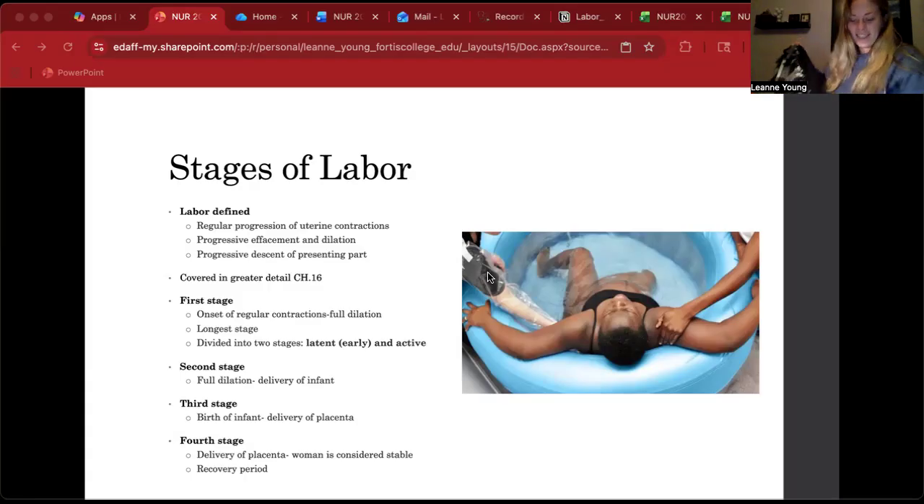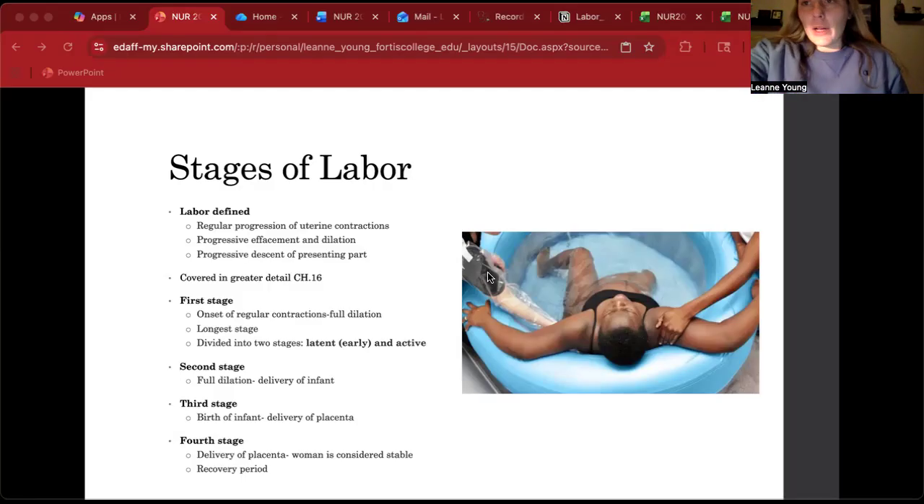All right, thank you. So, like I said, labor is defined as these three things that we need to have in order for labor to be considered progressing and effective. We need progression of uterine contractions, so mom needs to be having frequent and regular contractions. We also need progression of the effacement and dilation, so her cervix needs to be making change. And then we need continual progression and descent of the presenting part. We need to be able to feel that baby is moving down into the vaginal canal. All these things are important whenever we're determining whether or not labor is going to be effective.